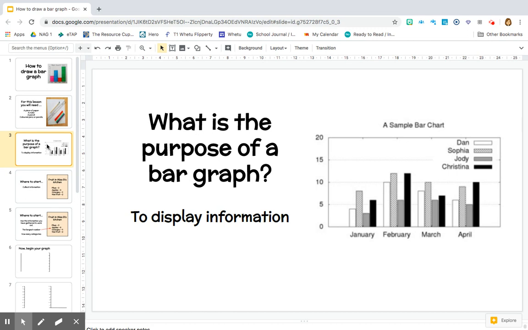What is the purpose of a bar graph? Well, it's to display information, and that information could be anything from people's different eye colours to what their favourite takeaway is.